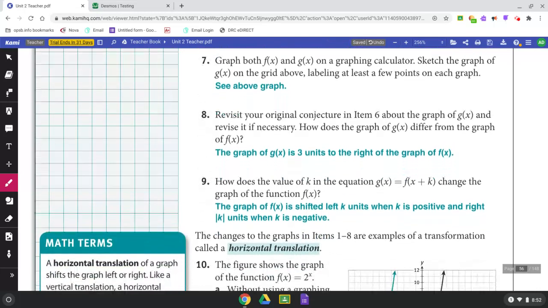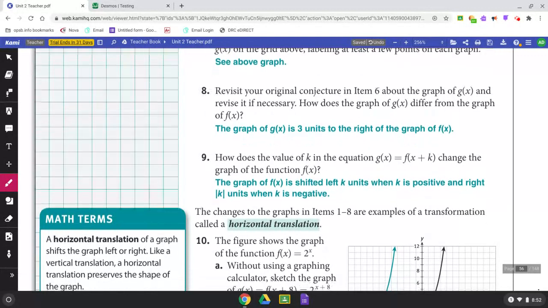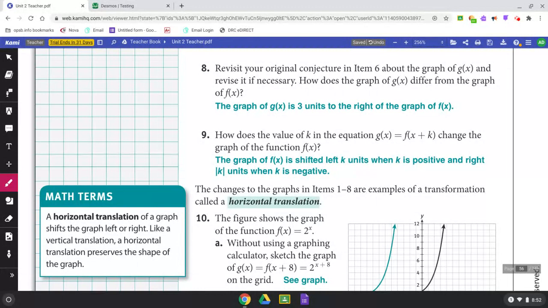Okay, so revisit your original conjecture. If you made that conjecture, then you would say that you're correct. If you did not make that conjecture, then you would make the correction where needed. Okay, so how does the graph of k in the equation g of x equals f of x plus k change the graph? Remember, f of x plus k means that you go to the right. I'm sorry, to the left. Is shifted left k units when k is positive, and right k units when k is negative.